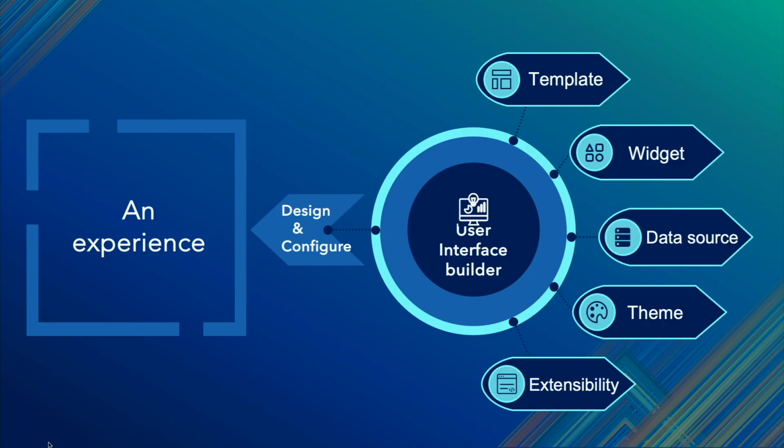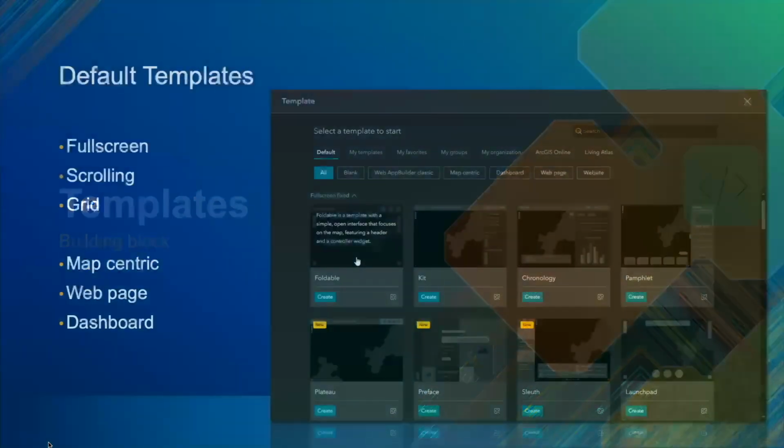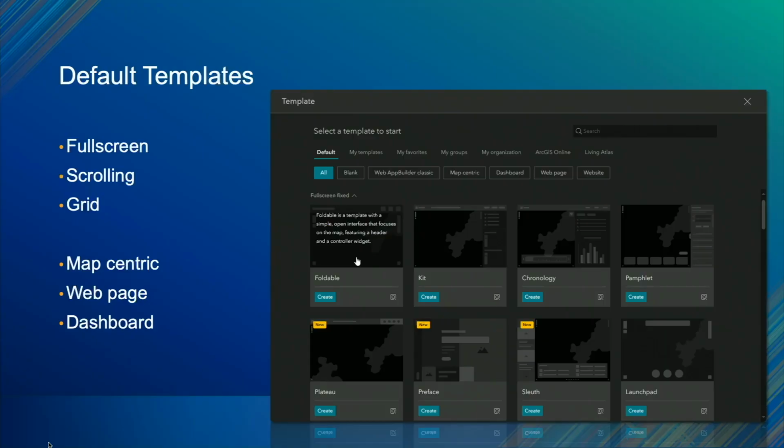Anyway, let's talk about those building blocks. So Alex mentioned on the left side of the Builder are building blocks. We assemble them, like template, widget, data, theme, together through the Builder user interface to create experiences. Next, we'll explore these building blocks one by one. First, template. The easiest way to get started is to use templates. The product comes with 3 types of default templates.